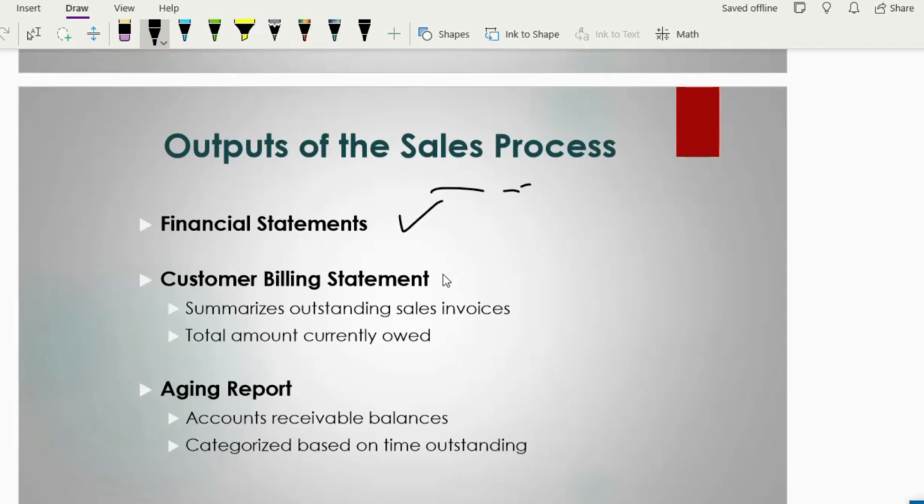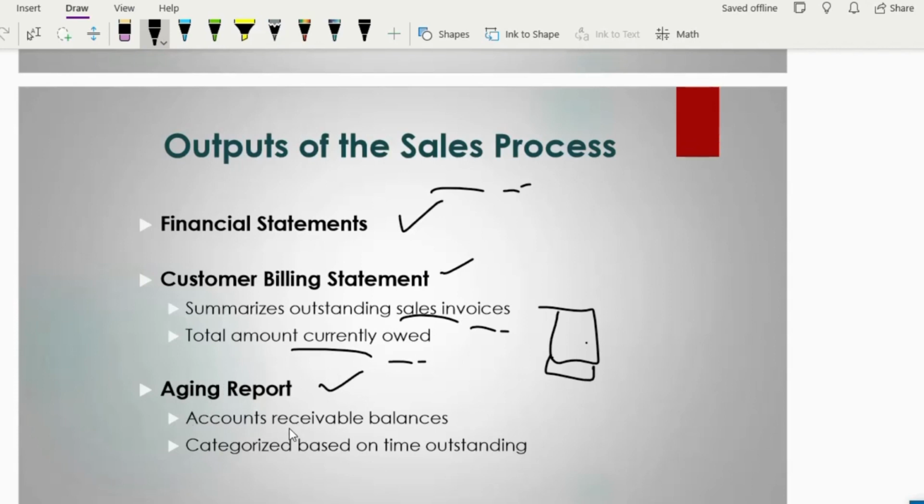Also, the customer billing statements we can print, or we can generate from the system, which tell us, customer-wise, how many invoices are still outstanding and how much each customer has to pay us. So currently how much they owe to us. We can also generate the aging report. The aging report is very important in preparing the allowance for doubtful accounts or the bad debts records.